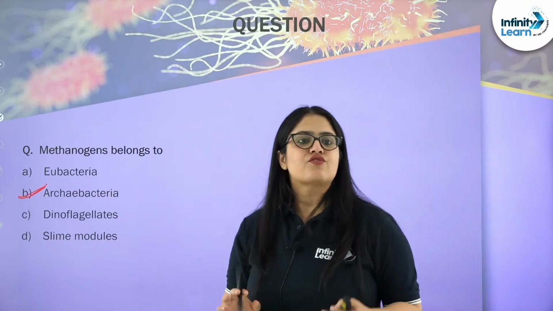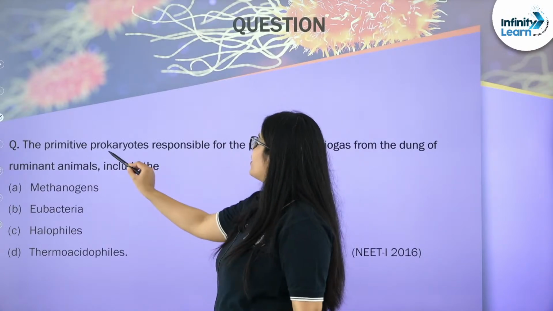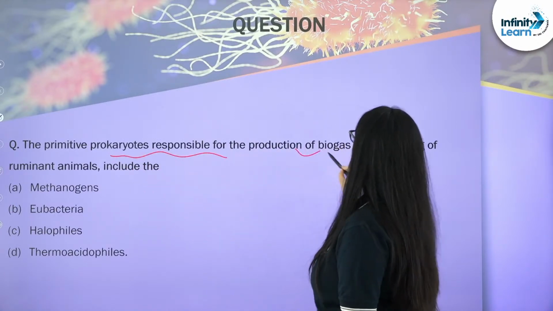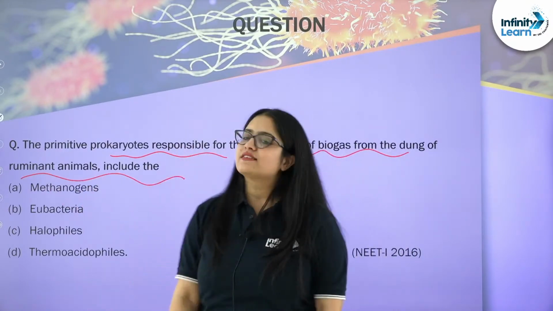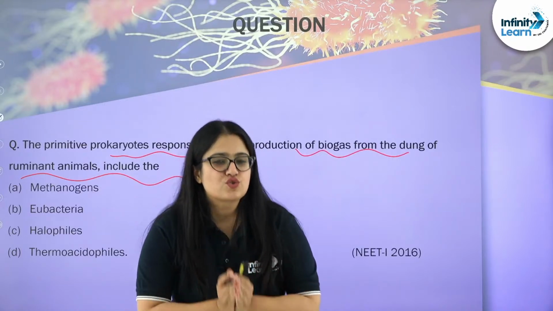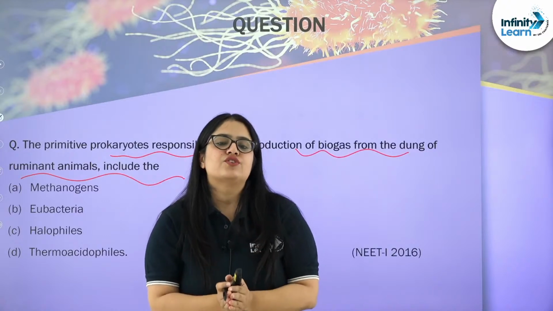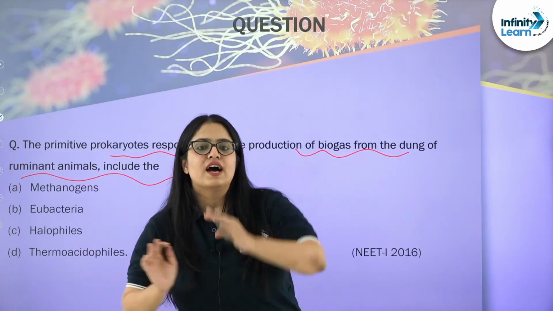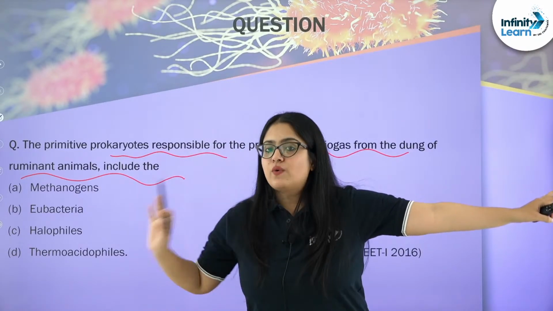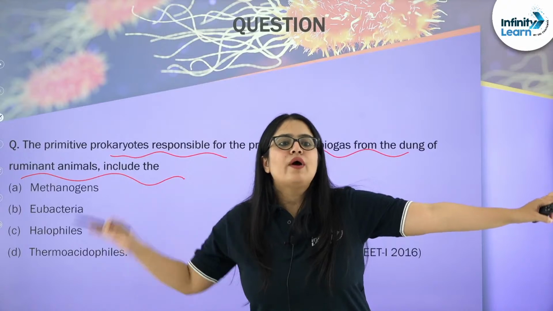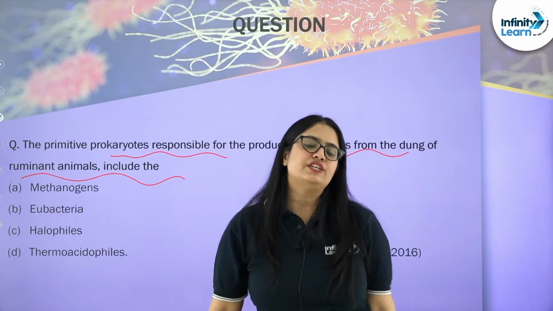Next question, get ready for the next question. The primitive prokaryotes responsible for the production of biogas from the dung of the ruminants. See, again this is asking about archaebacteria. So note students, NTA has repeatedly asked, almost every year they ask one question related to archaebacteria. In that also methanogens are the hot topic. So from these questions, I have proved how important archaebacteria and methanogens are for your coming NEET 2022.